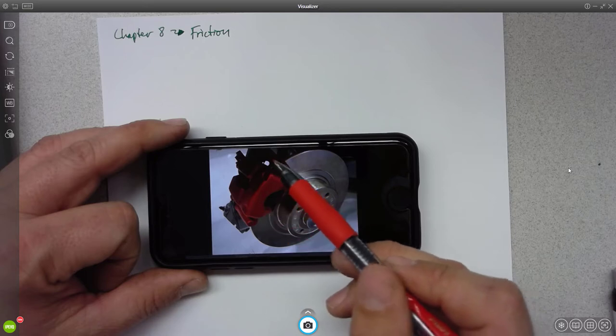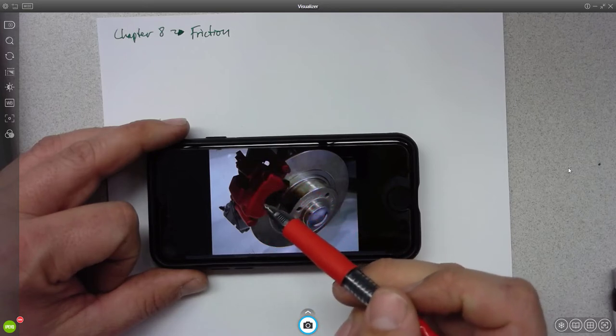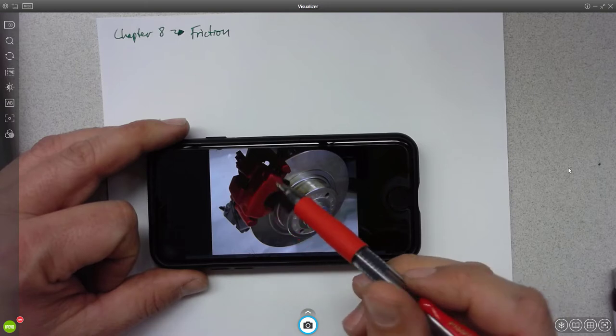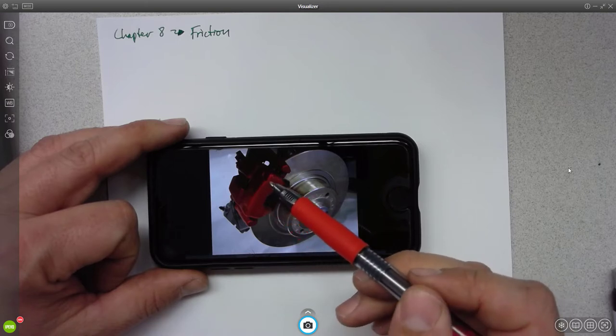This is the caliper, this red thing. They actually work better if they're painted some obnoxiously neon color like red. Not true, but some people seem to believe that. Meh.